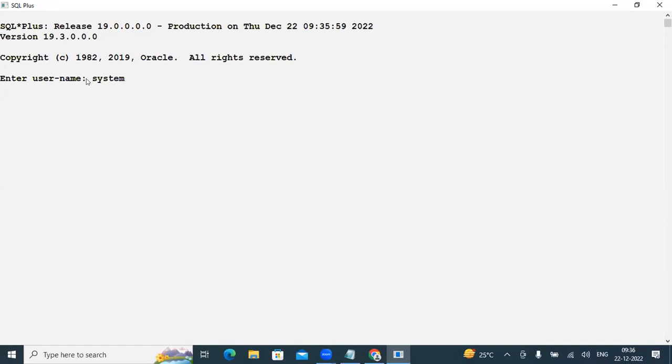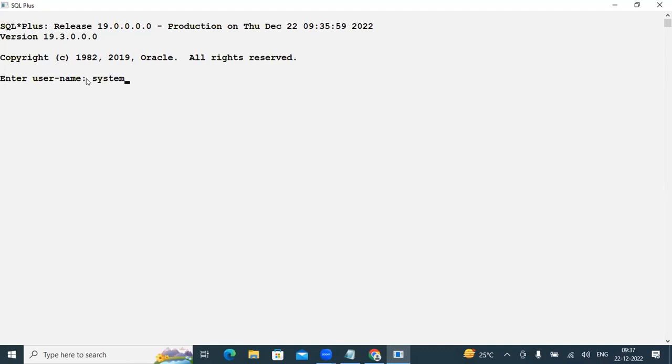This system user is also called the database admin. I already gave you some information about database developers and database admins. The database admin's role is to take care of all security-related operations. He is the person who gives permissions: granting permissions, revoking permissions, user creation permissions. Whatever you want to do as a user, every operation needs permissions from the database admin.